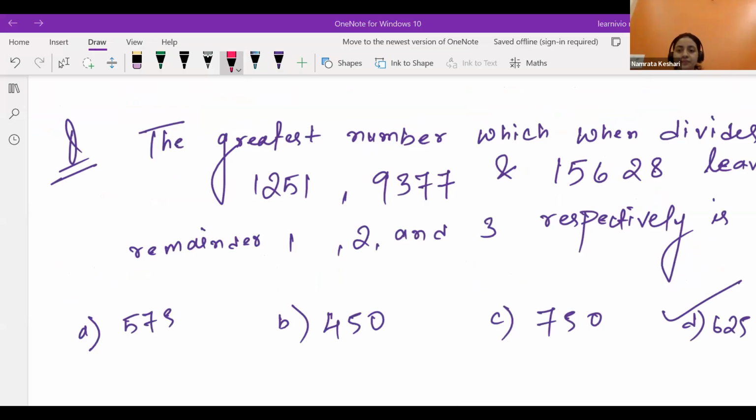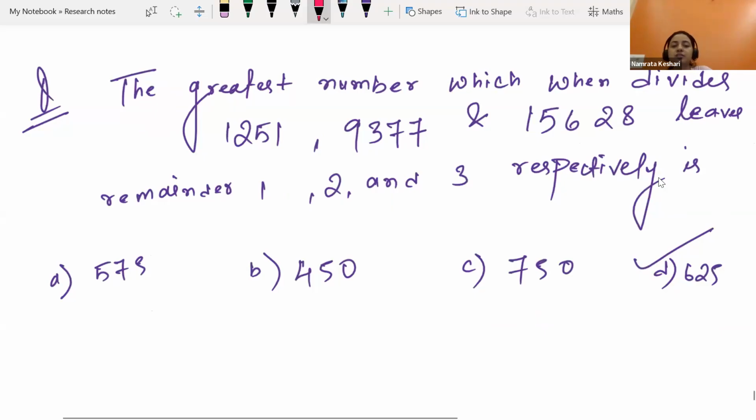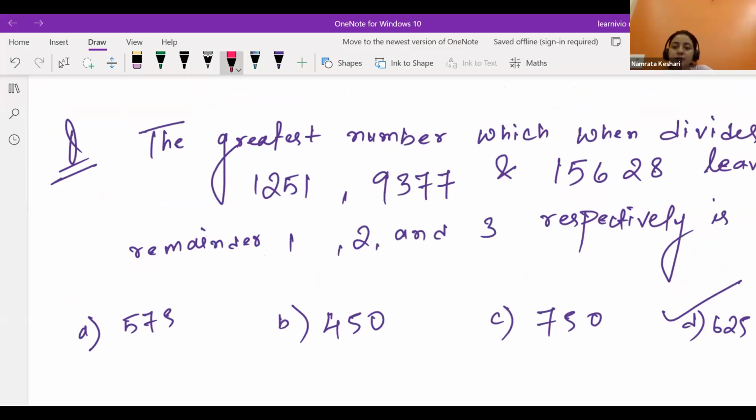Ma'am, basically it is saying that we have to find the greatest number which divides these. So first we subtract 1 from 1251, then 2 from 9377, then 3 from the last number. At the end we find the HCF, because it says the greatest number. Whatever the remainder is, at first we just subtract it and keep it aside, and then we focus on finding the HCF. Yes, everyone has done the same thing.